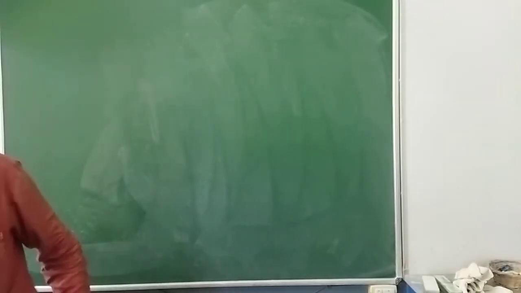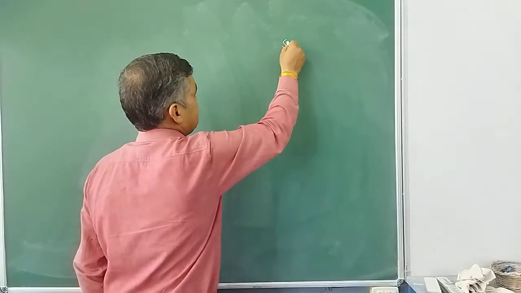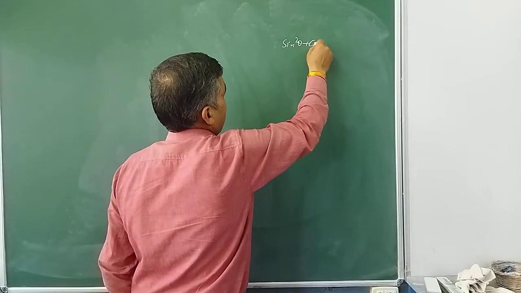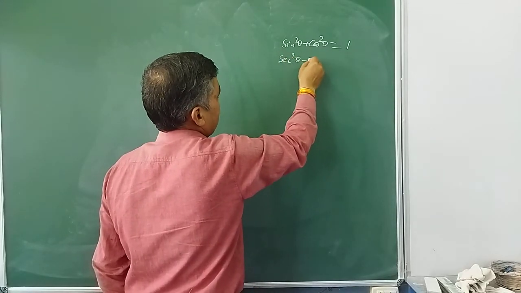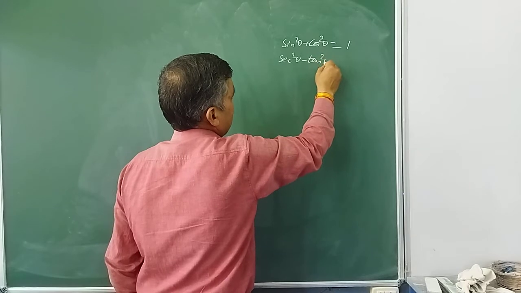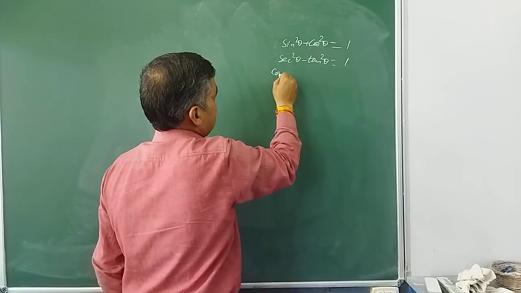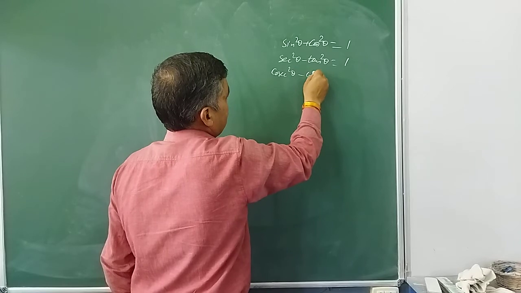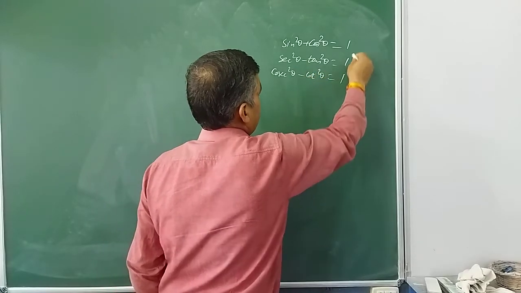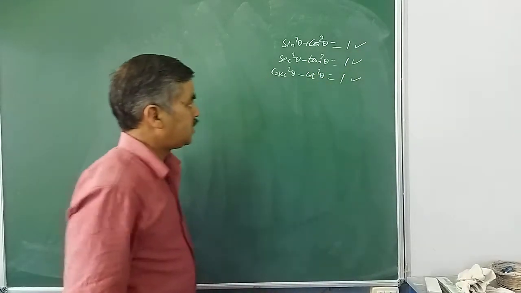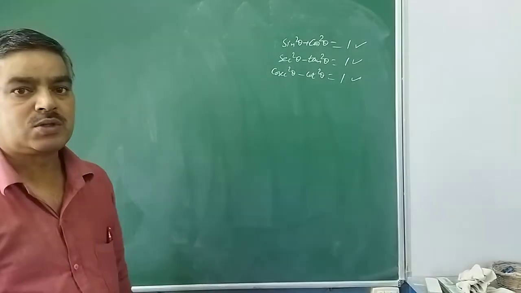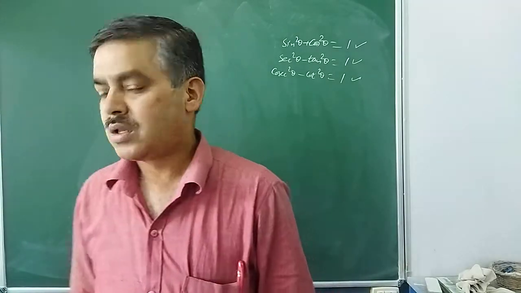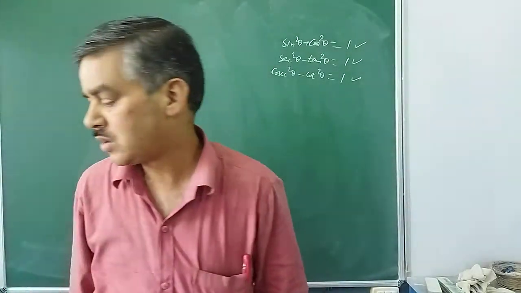And moreover, as I have already shared with you the identities, that is sine square theta plus cos square theta is equal to 1, and then secant square theta minus tangent square theta is equal to 1, cosec square theta minus cot square theta is equal to 1. So these three you keep in your mind, and wherever you find any one of these useful, please go for the same. That is the application part we are doing here in this exercise 8.4.